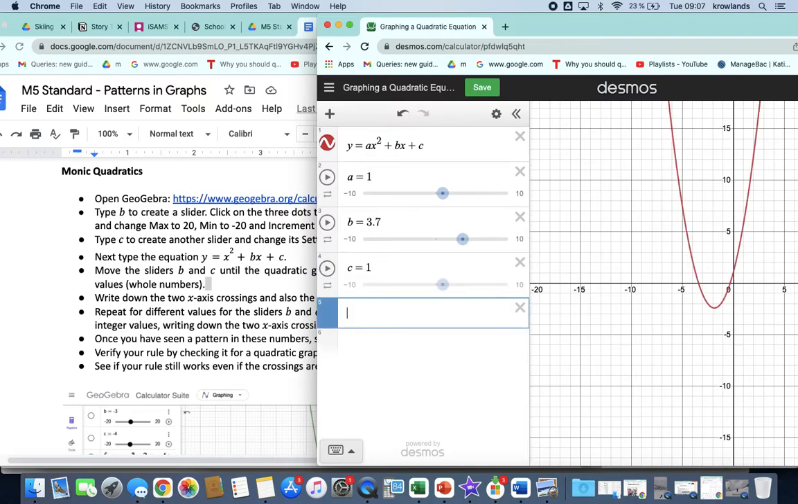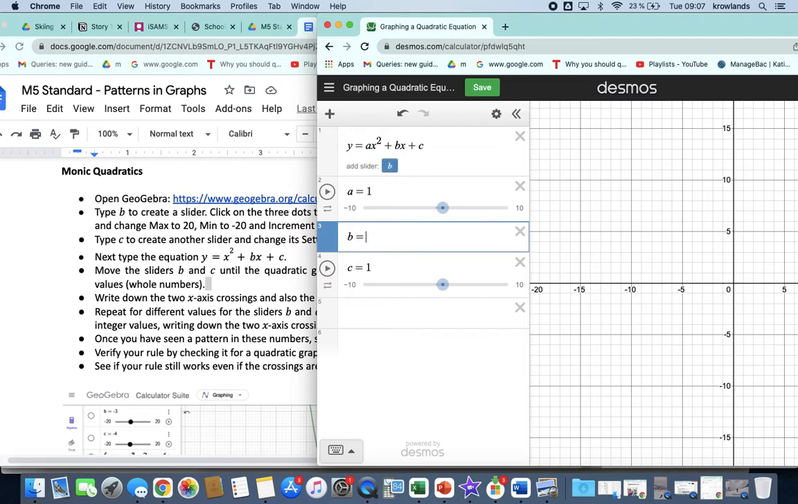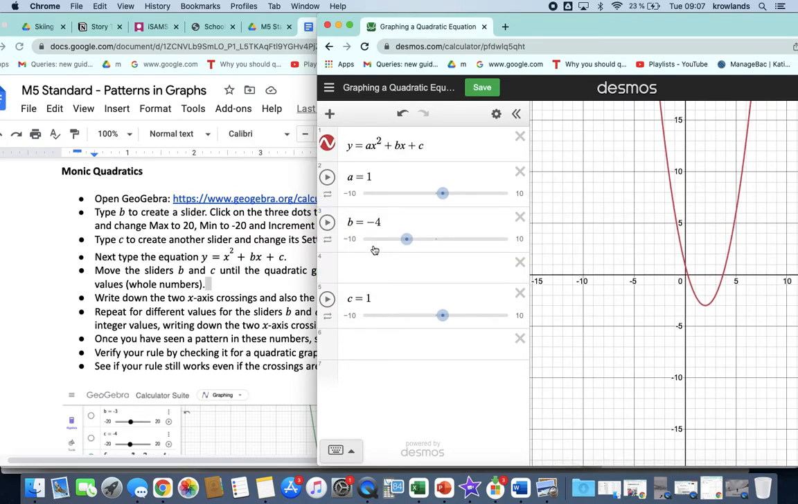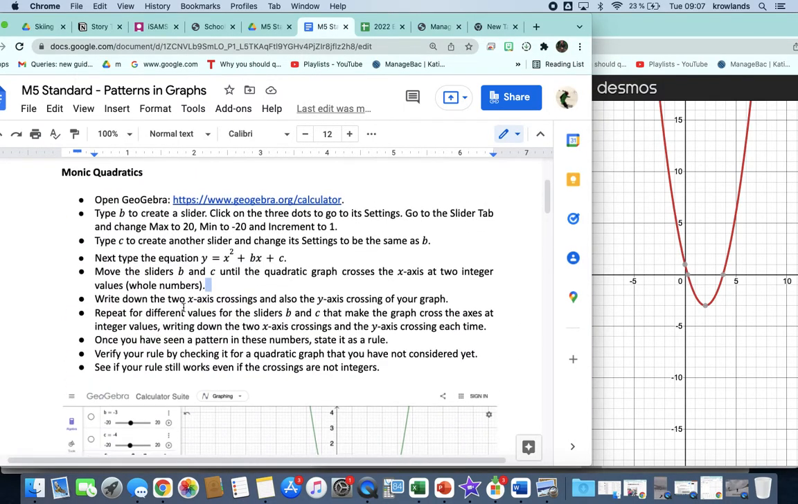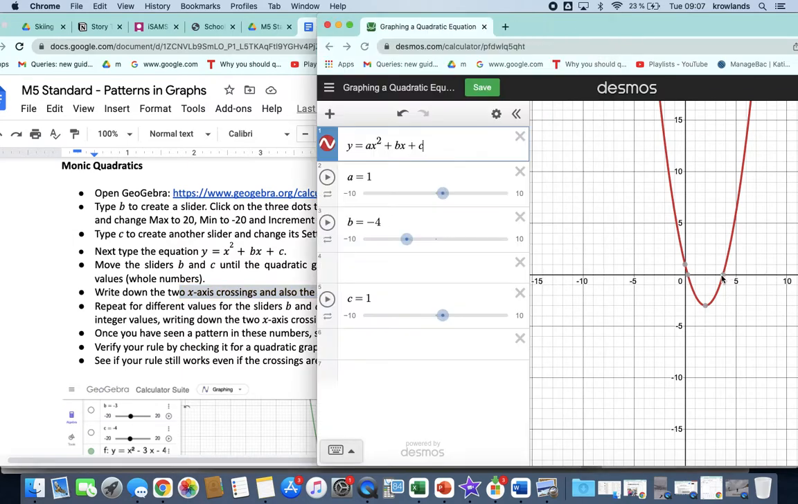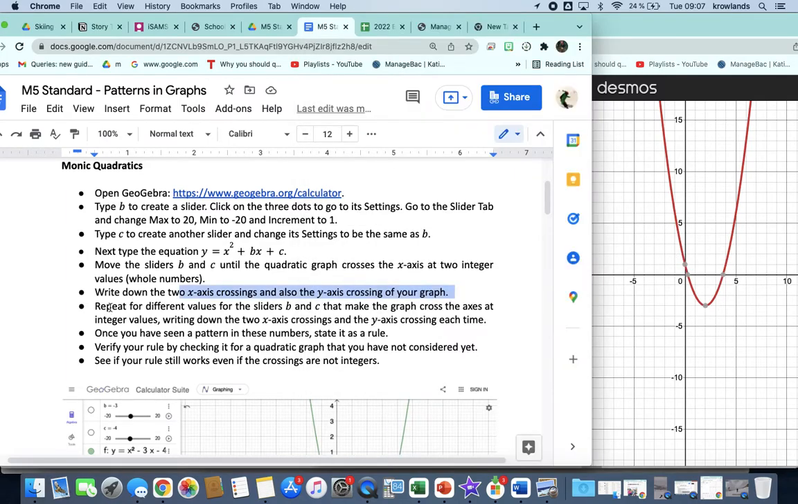Normally what would be helpful is to type exact numbers in here, and that's more likely to give you an exact number where it crosses. If it's taking you too long to do this, think about an equation that easily factorizes, and therefore that's going to give you a nice solution here. It says to write down the 2 x-axis crossings and also the y-axis. So what you do is you'd click the numbers here, write these 2 down, but make sure they're whole numbers and then see where it crosses on the y-axis. We're going to repeat this process.